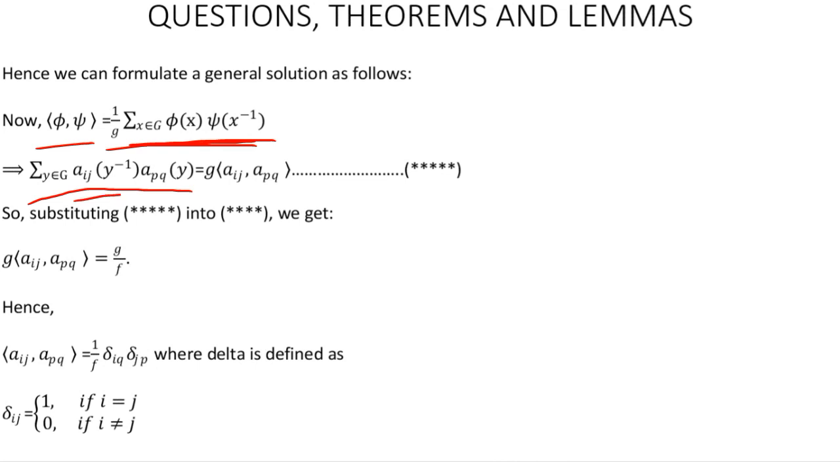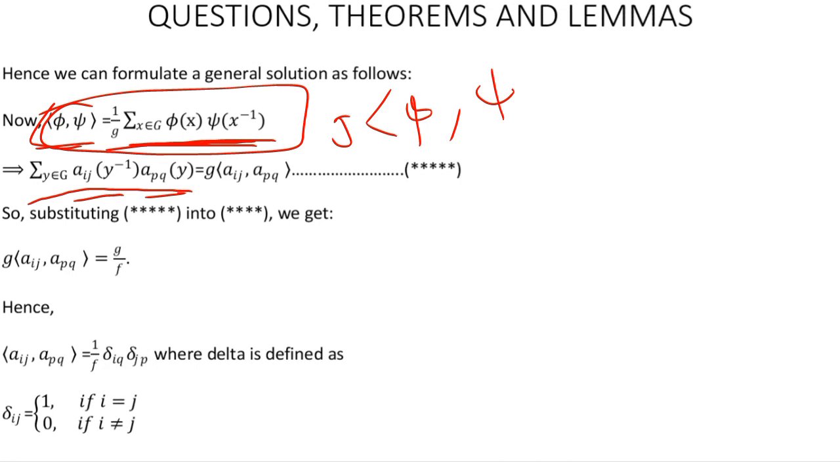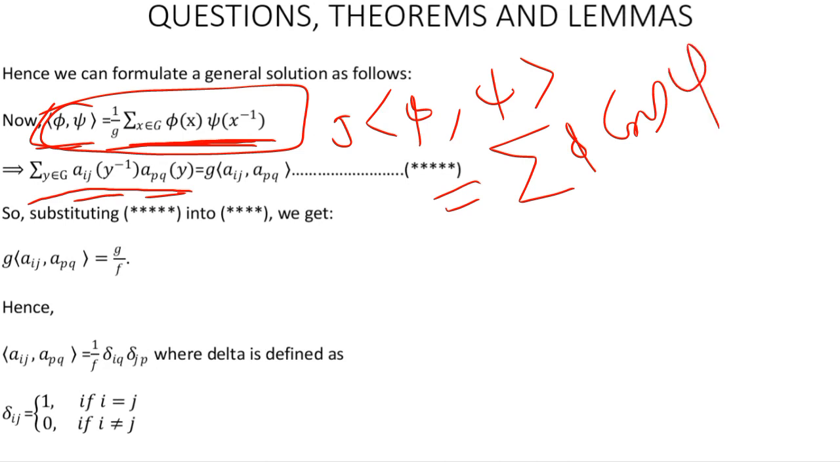I have a_ij of y inverse, a_pq of y. I'm trying to find a relationship between them. It means that if this is this, how can I make this without the 1 over g? It means that I have g, the inner product of phi comma psi, will be equal to the sum over x of phi of x and psi of x inverse, right? Okay, so that's what we're trying to find the relationship for.